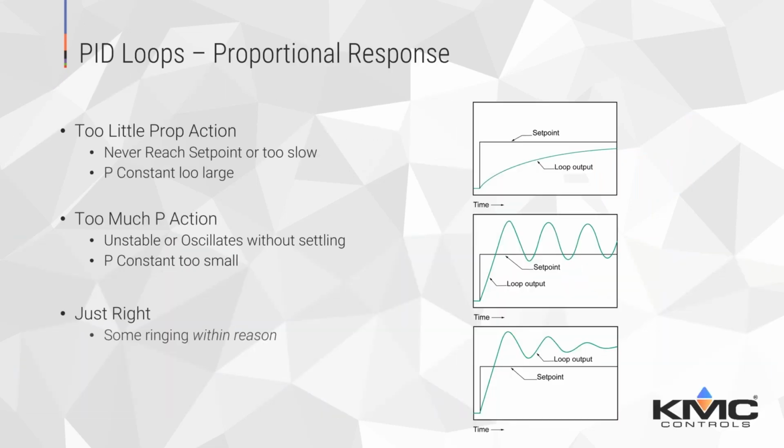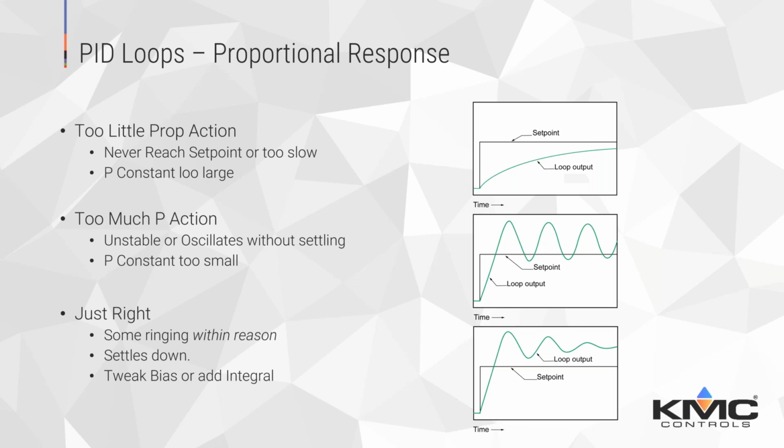So a little bit about what pictures or response that we would get as we start to tune a loop. Again, we're going to start with proportional only and tune our proportional constant first. If we start at the top, a picture there, if you look at the loop, output is in the green and the set point is in the black. If I have too little proportional action, my controlled variable is never going to reach the set point. This means that my proportional constant is too large.